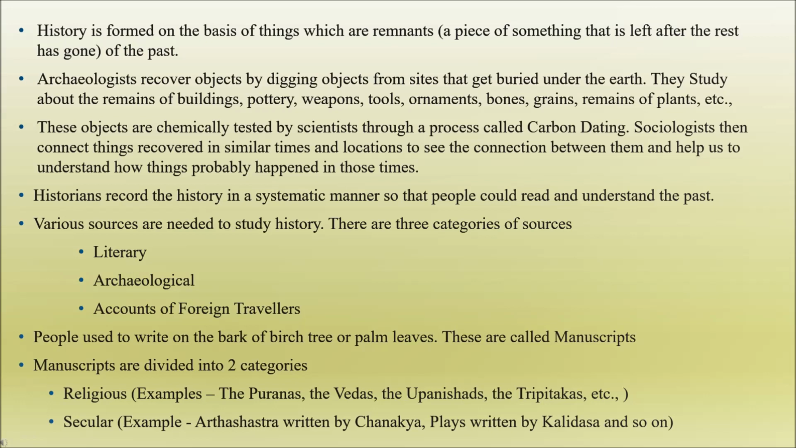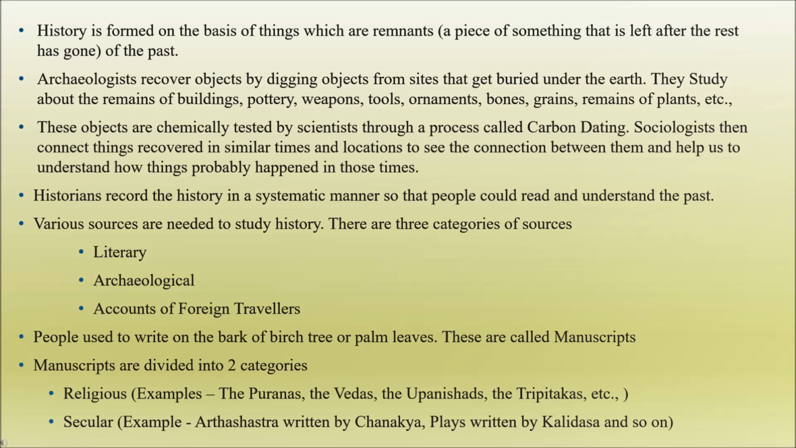These objects which are recovered by the archaeologists are tested by scientists through a process called carbon dating. After that, sociologists connect things recovered in similar times and locations to see the connection between them and help us to understand how things probably happened in those times. And then historians record the history in a systematic manner so that people could read and understand the past.